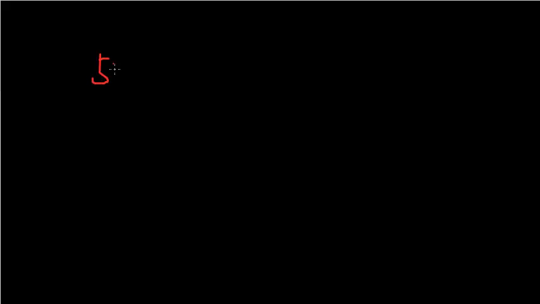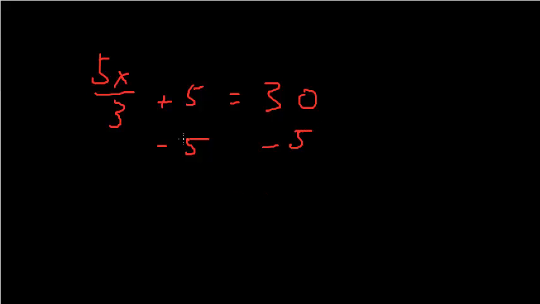Let's do 5x over 3 plus 5 equals 30. Again, I'm going to get the x term by itself first. So I'm going to subtract the 5, minus 5 from both sides. Okay, I always do the opposite operation. If I'm adding 5, I subtract 5 from both sides. If I had that negative 7, then I add 7 to both sides. This leaves me with 5x over 3 is equal to 25.